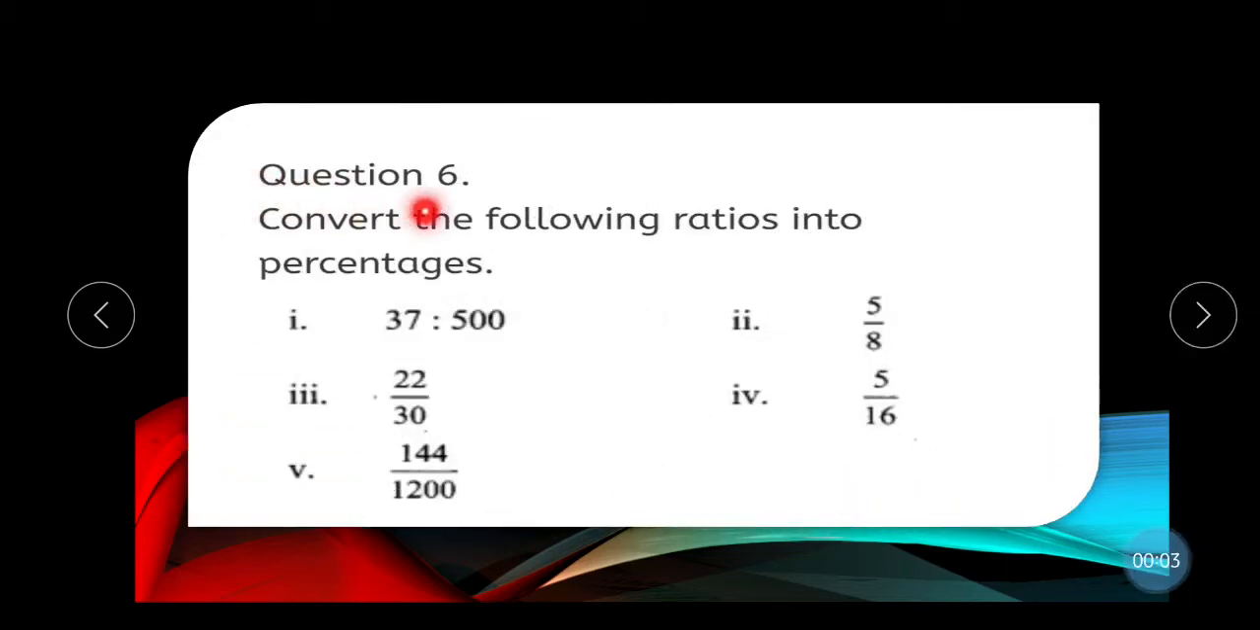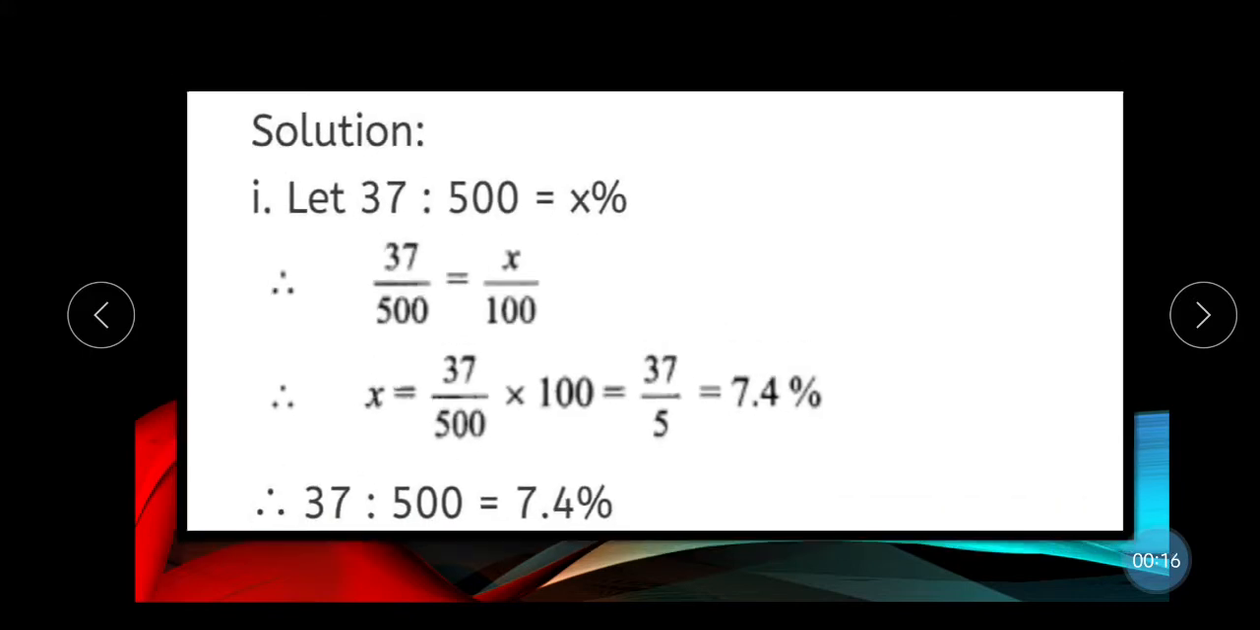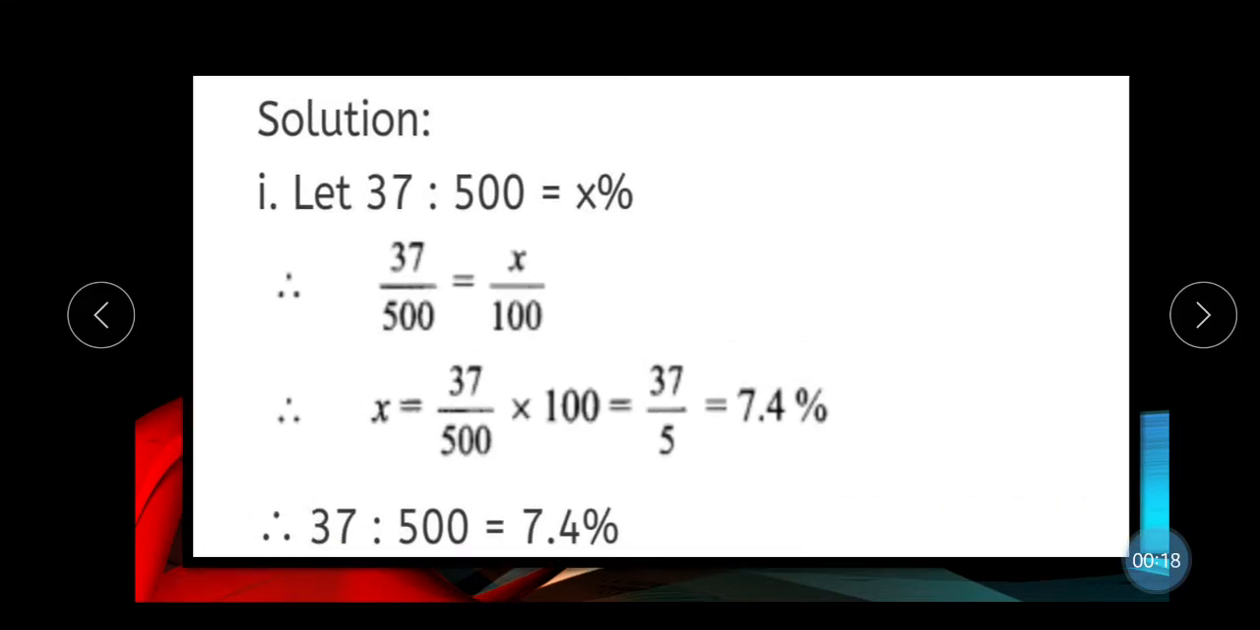Question number 6. Convert the following ratios into percentage. There are total 5 sub-questions in this. Let's start solving. First one, 37 is to 500. Let 37 is to 500 is equal to x percent.